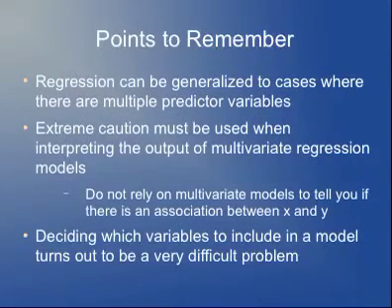Anyway, we're out of time. Things to remember for today: you can generalize regression to cases where there's multiple predictors. You have to be very careful interpreting these multivariate regression models. Don't rely on your multivariate models to tell you if there's an association between X and Y, because it's very easy to find cases where X and Y are strongly associated, but the association disappears in a multivariate model. And trying to figure out which variables to include and not include in the model is a really tough problem. We'll discuss this in future lectures, but it's hard.